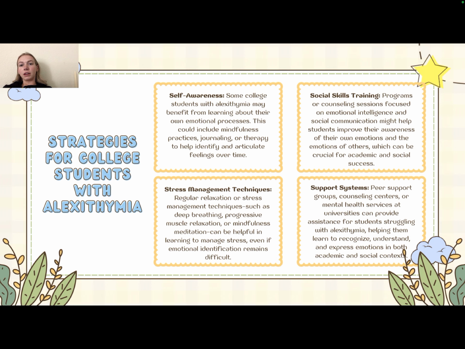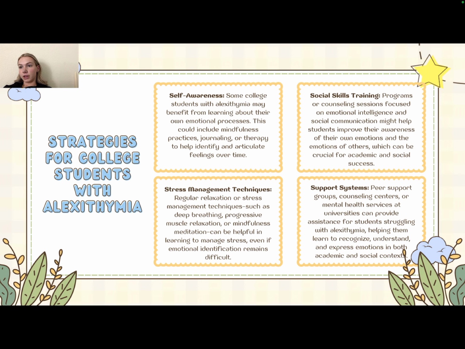For general ideas to help students who might be experiencing alexithymia, provide self-awareness practices that teach them about their own emotional processes, such as journaling, therapy, and mindfulness. Stress management techniques, similar to the ones stated before, are deep breathing, progressive muscle relaxation, and mindfulness, which will all be touched on in a following module.